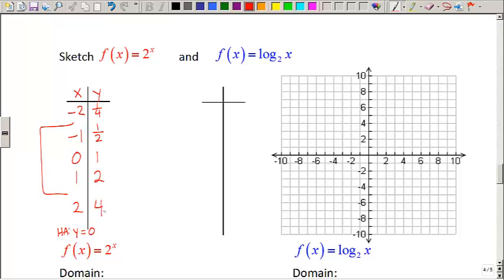So let's go ahead and use this information with its horizontal asymptote, which we already covered in a previous section, to sketch the exponential function. I can go one more, 3. 2 cubed is 8. So this is getting me a very good picture with a horizontal asymptote on the x-axis, y equals 0.